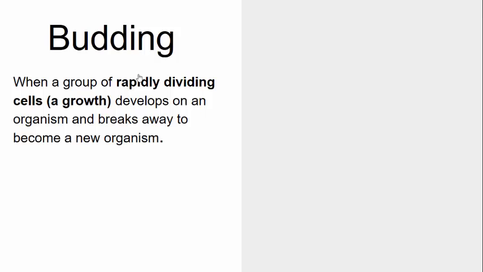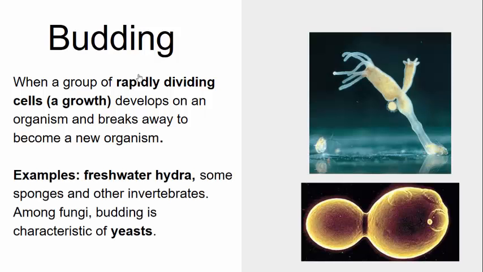Now let's talk about budding. Budding is when a group of rapidly dividing cells, a growth, develops on an organism and then breaks away to become a brand new organism. For example, this happens in freshwater hydra, some sponges, and other invertebrates. It also happens in fungi.